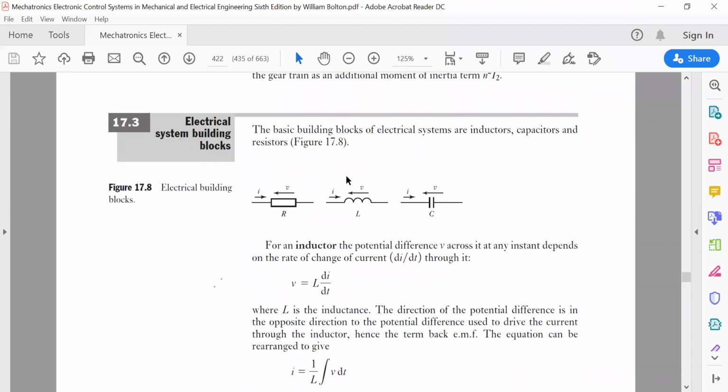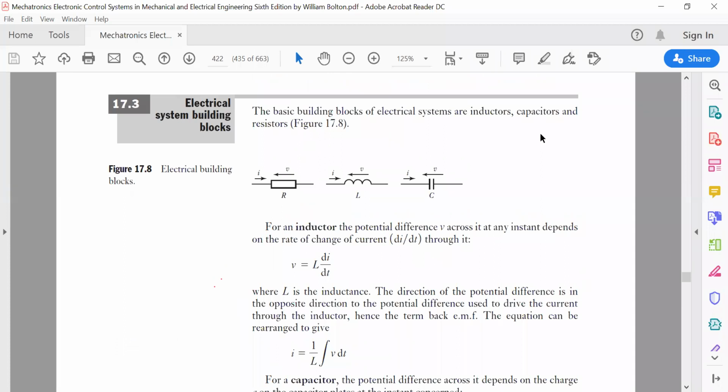The basic building blocks of electrical systems are inductors, capacitors, and resistance. Now we are into an electrical system analogy. Again, our concern is about the spring system, the dashpot system, and what? The third one was the mass system. So now we have the analogy. We need to make it for the electrical system building blocks. So we have first the inductor.